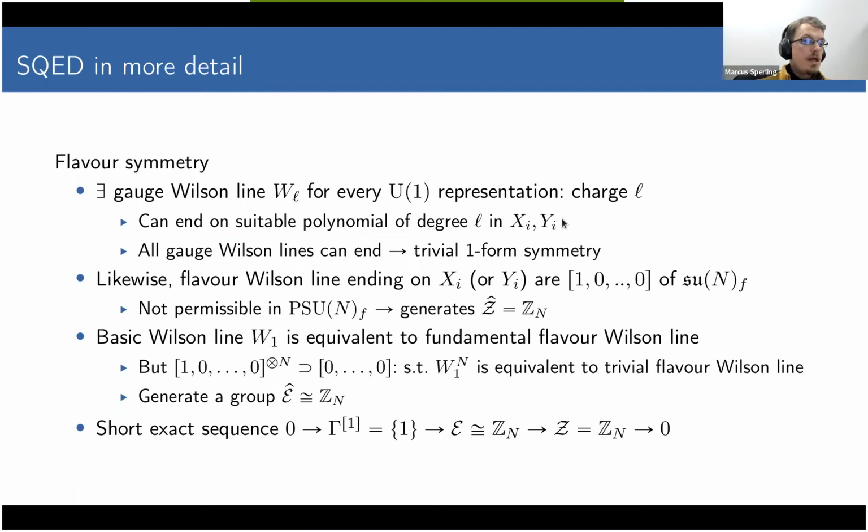And what does it mean? It can end. It means I have a Wilson line, I end it on a certain polynomial, and then the other side is basically identity. So that means that all the gauge Wilson lines can end. There's no one-form symmetry, as we already know.